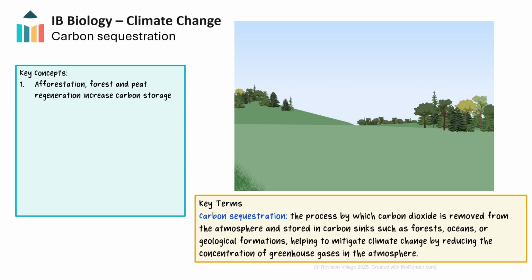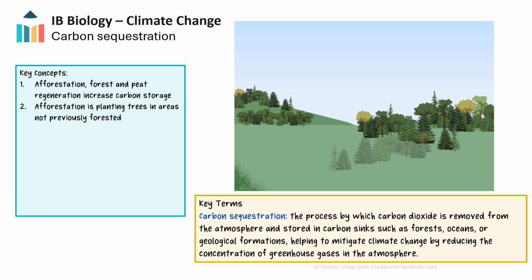Carbon sequestration is a process by which carbon dioxide is removed from the atmosphere and stored in carbon sinks, such as forests, oceans, or geologic formations. This helps to mitigate climate change by reducing the concentration of greenhouse gases in the atmosphere. Afforestation, which is planting trees in areas that were not previously forested, forest regeneration, and the restoration of peat-forming wetlands are all approaches that help increase the Earth's capacity to store carbon.